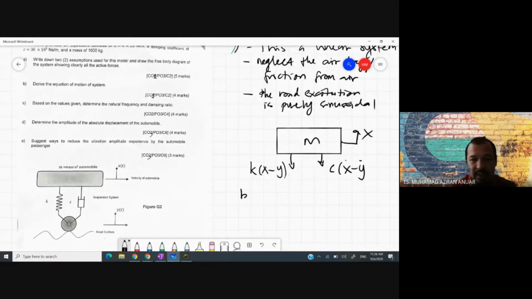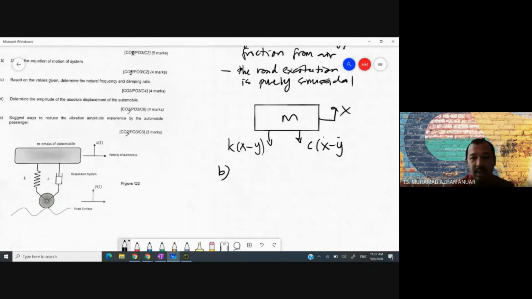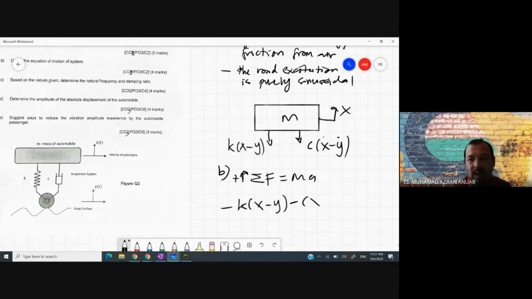So let's answer B. Derive the equation of motion of the system. I derived it in the e-note clearly, and then I derived it in the other video clearly, so hopefully you can refer to my e-notes and my video. If we derive this using Newton's law, summation of forces is equal to MA. Output is positive, so we know that minus K multiplied by (X minus Y) minus C (X dot minus Y dot) is equal to M X double dot.